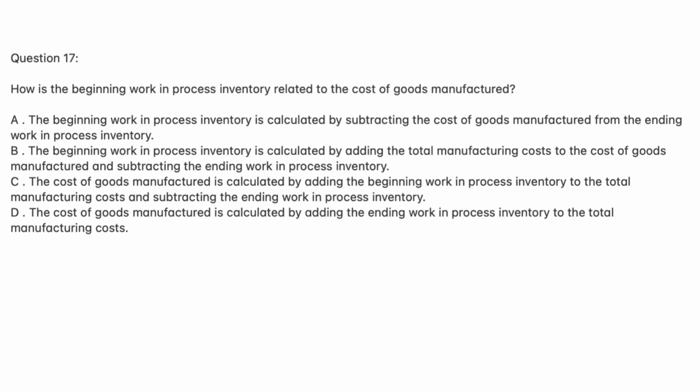Question 17. How is the beginning work in process inventory related to the cost of goods manufactured? A. The beginning work in process inventory is calculated by subtracting the cost of goods manufactured from the ending work in process inventory. B. The beginning work in process inventory is calculated by adding the total manufacturing costs to the cost of goods manufactured and subtracting the ending work in process inventory. C. The cost of goods manufactured is calculated by adding the beginning work in process inventory to the total manufacturing costs and subtracting the ending work in process inventory. D. The cost of goods manufactured is calculated by adding the ending work in process inventory to the total manufacturing costs.